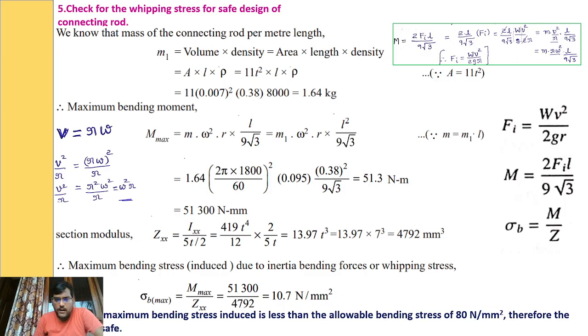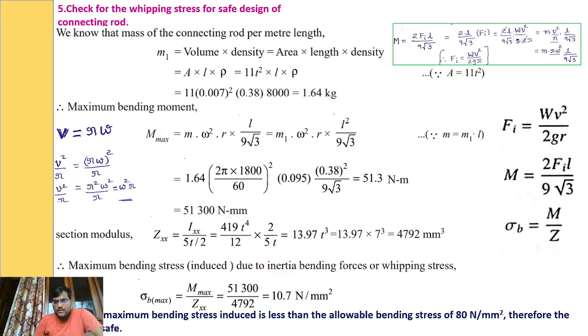So by using these formulas, you can simplify the equation. See here, as you know, V is equal to R omega. You can write V square by R as here. V square by R, V is equal to R omega, so (R omega) square by R. Then R square omega square by R. R square by R, we'll get omega square and one R will be there. So simply, you can replace V square by R with omega square R, remember.